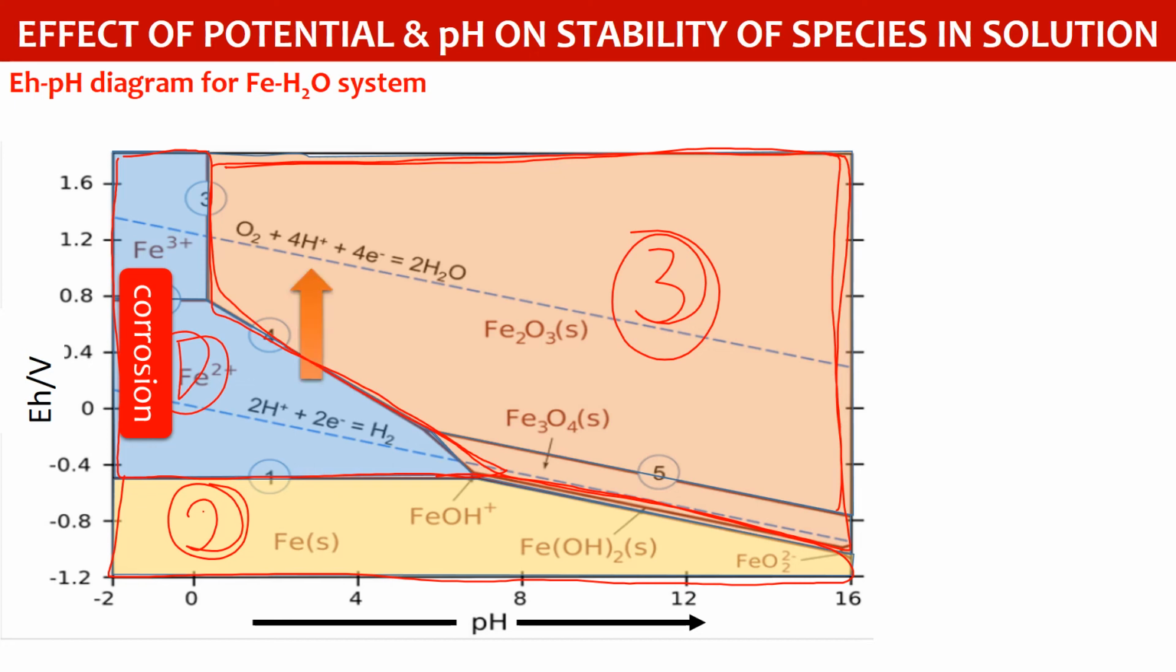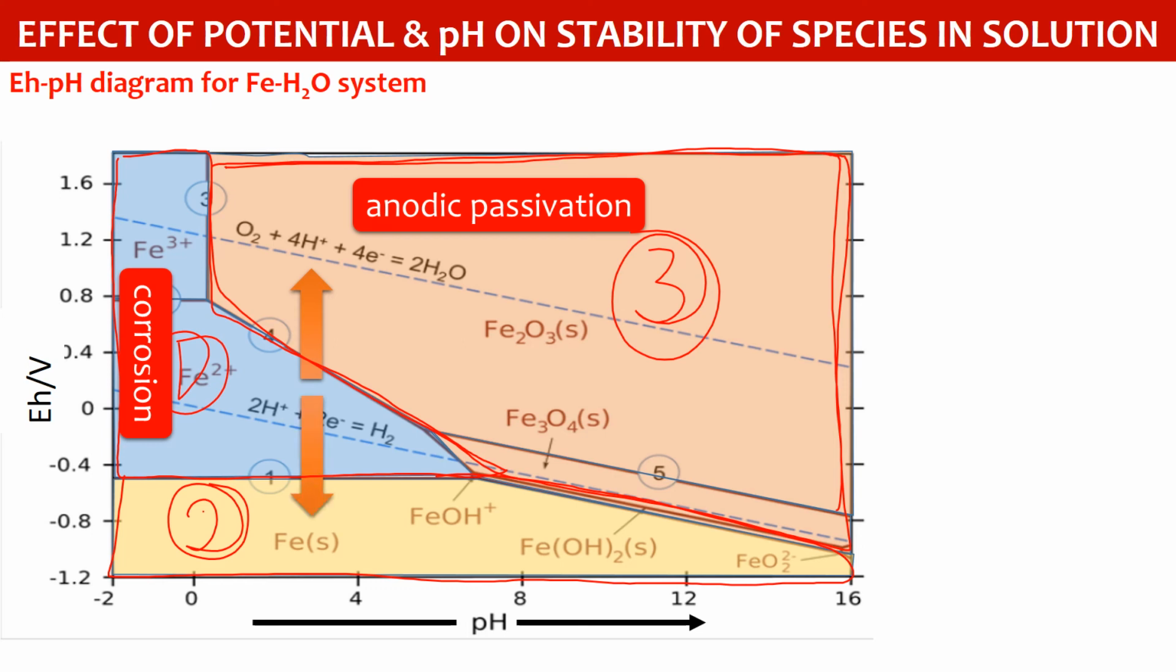Now, what happens if you increase the potential, let's say at pH 3 or 4? You move into a region of what we call anodic passivation. You passivate the iron, and it does not corrode because you form a passivation layer of your hydroxide or your oxide. How about the other region, the third region? This region is the region of cathodic protection. If your iron exists in this state, then it is cathodically protected and it will not corrode.